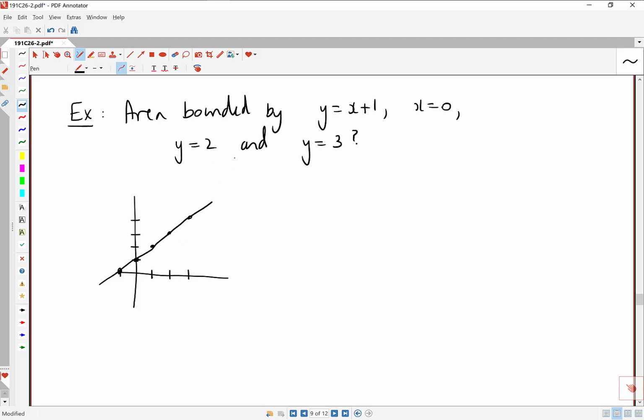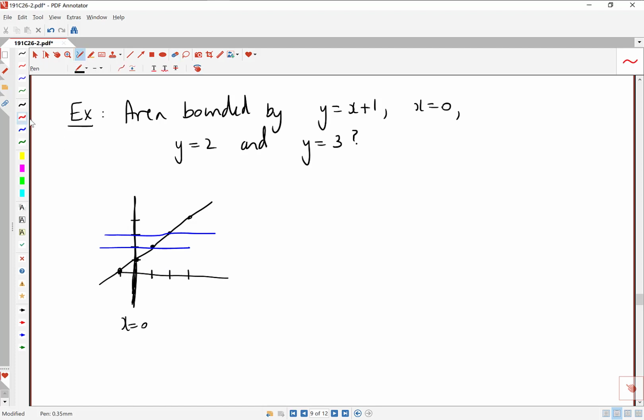Okay, so we want the area bounded by that line that we've just drawn and x equals 0. Okay, remember x equals 0 is the y-axis. So every point along the y-axis has x coordinate 0. And then we're interested in a couple of different y values. So when you say y equals 2, that's a horizontal line. So y equals 2 is there, and y equals 3 is a different horizontal line. Okay, so now we can visualize the area that we're interested in. It's this area in here.